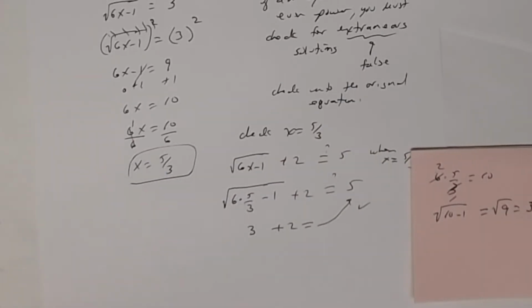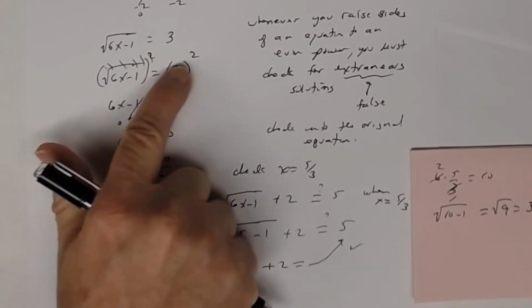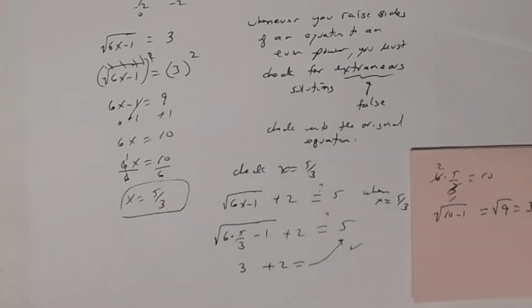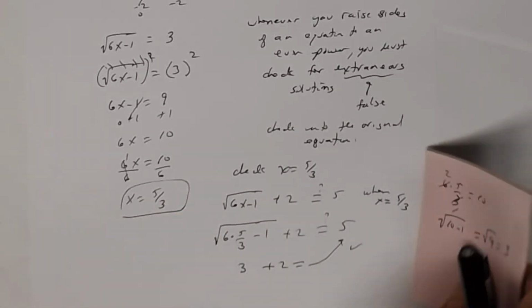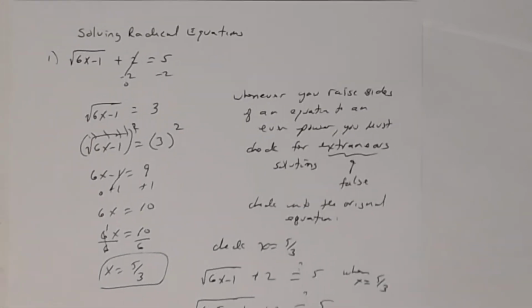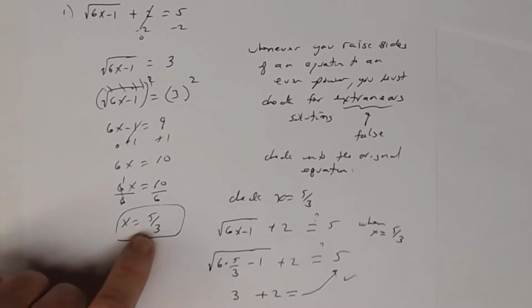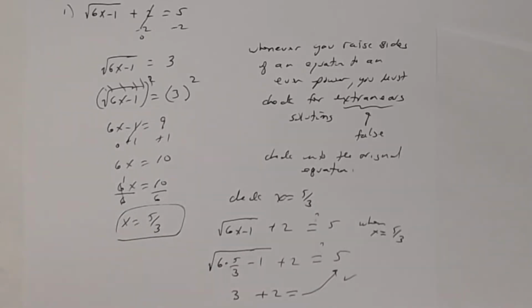So 5/3 is okay. Just remember, whenever you raise both sides to an even power, you must check for extraneous solutions. Okay? That's how you check. You just go back to the original. Always go back to the original, and where we see the variable x, you substitute what you just found as the solution. Okay, so let's look at number 2.